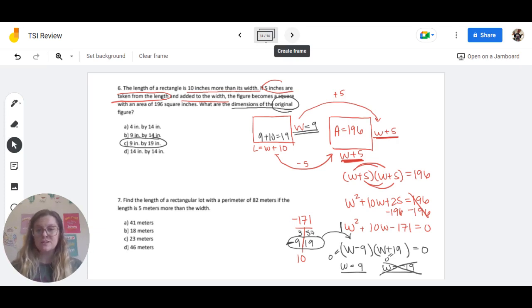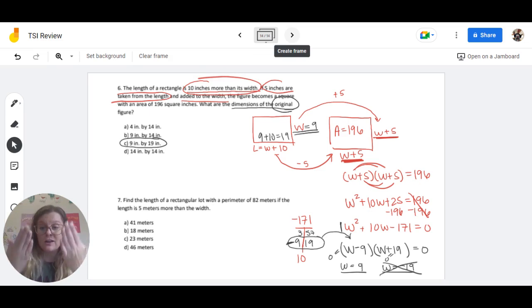I'm going to show you guys the shortcut method, or the way to use your answer choices. So if you need to take a break, I know that was long, take a break, pause, and then come back. Okay, so the way to use our answer choices is in the first sentence, it says the length of a regular rectangle is 10 inches more than the width. The question is asking for the original.